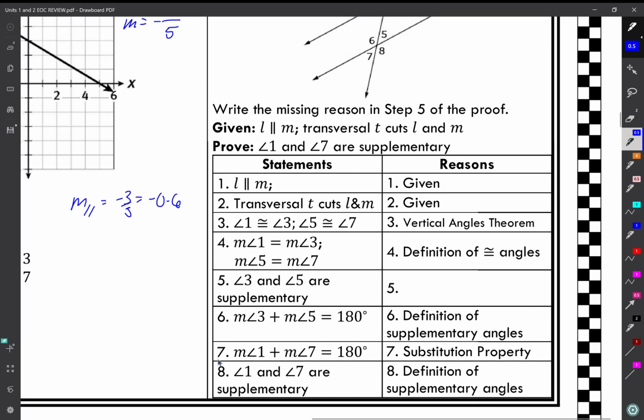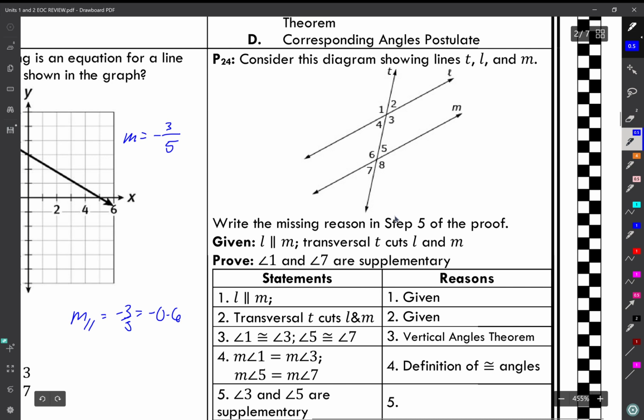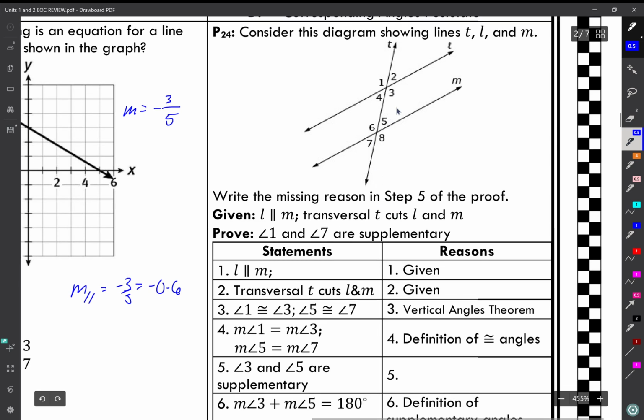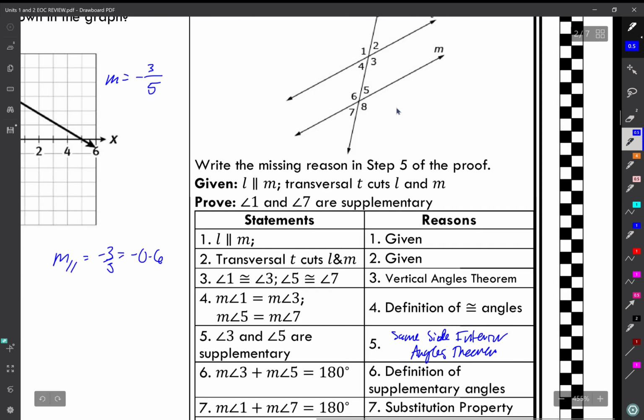So, what is the missing reason for the proof? So, we're talking about parallel lines here. We're looking at angles 3 and 5, saying they're supplementary. We know they're supplementary because of the same side interior angles theorem. You'll have to write all the words to get the answer right on the homework.